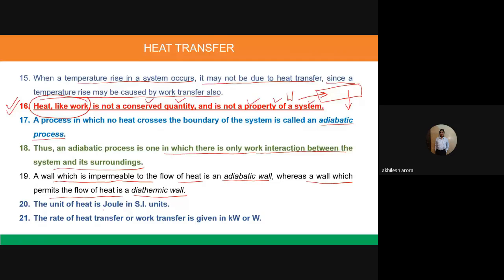The unit of heat is joule in SI system of units, and the rate of heat transfer or work transfer is given in kilowatt or watt. So this is the unit. This is the heat transfer per unit time, or work transfer per unit time. We calculate in watt or kilowatts. Otherwise, if it is either heat transfer or work transfer, we can say that the unit is joules only. Okay.